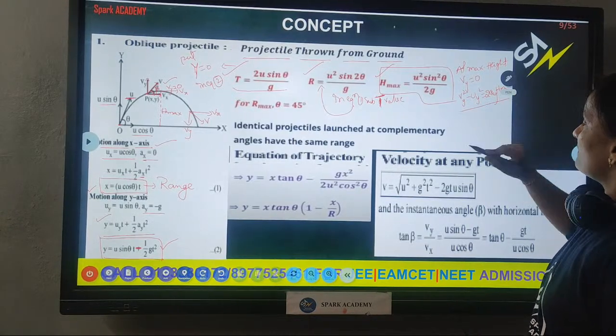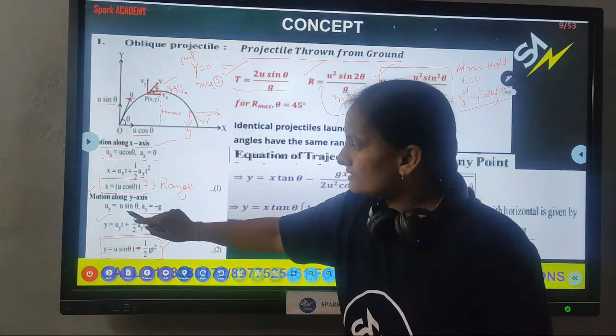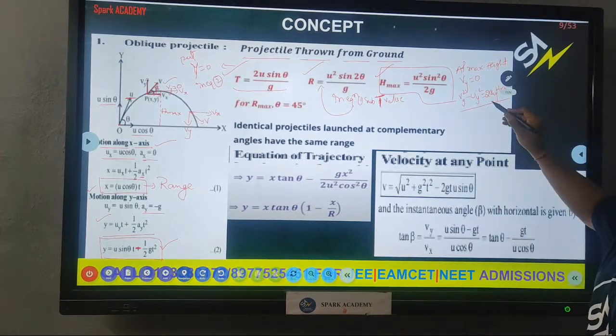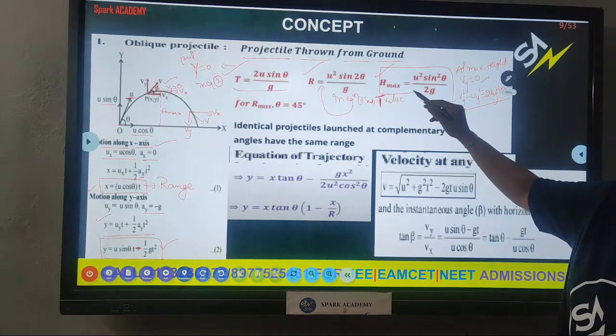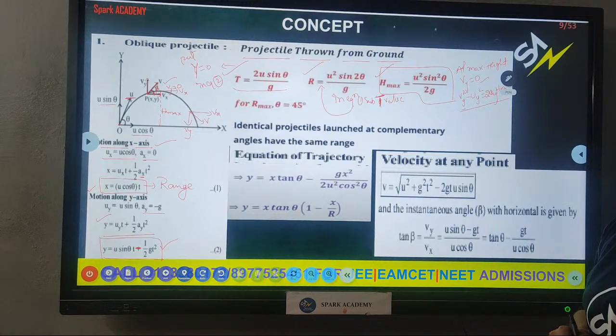By using this equation, you need to substitute Uy. Uy is u sin theta, ay is minus g, and vy is 0. Then the maximum height can be calculated as u square sin square theta by 2g.